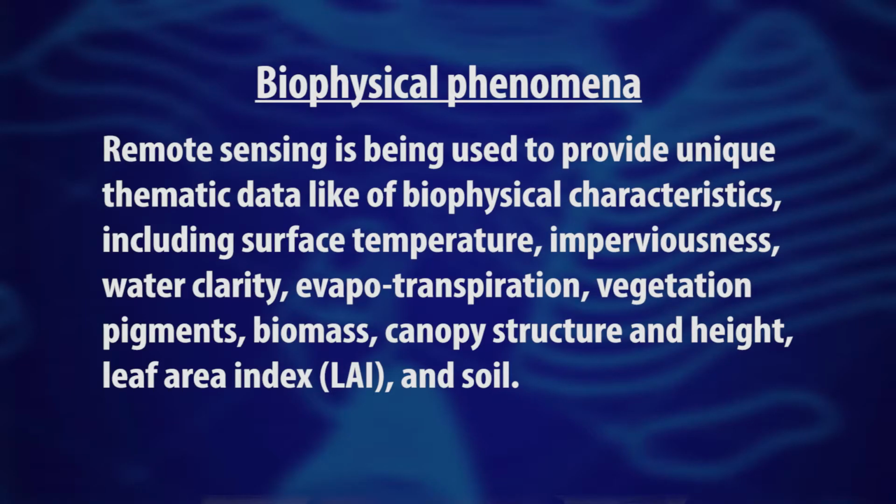Biophysical phenomena. Remote sensing is being used to provide unique thematic data on biophysical characteristics including surface temperature, imperviousness, water clarity, evapotranspiration, vegetation pigments, biomass, canopy structure and height, leaf area index, that is LAI, and soil. These data are required for GIS based hydrologic, meteorological, wildfire risk and crop simulation modeling.